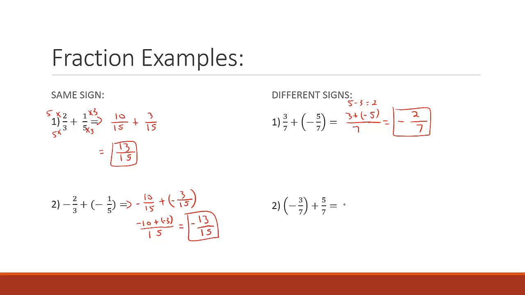Okay, down here, same common denominator. This time I have negative 3 plus 5. The absolute value of 5 is larger and it's positive. That tells me that my result should be positive. The difference of 5 and 3 is 2, as we just stated. So that would be positive 2/7.